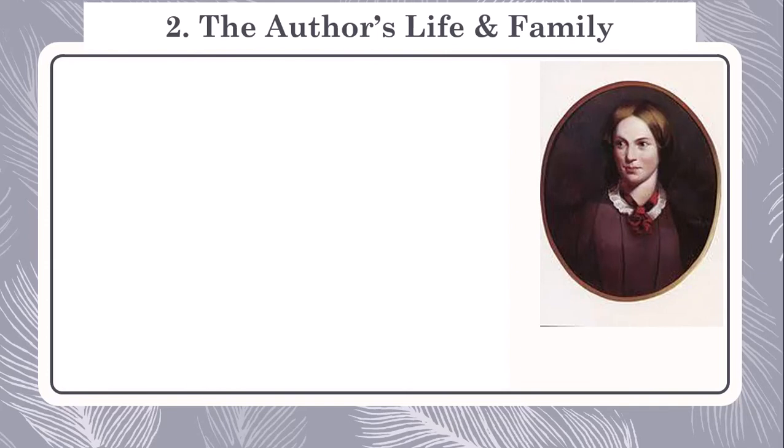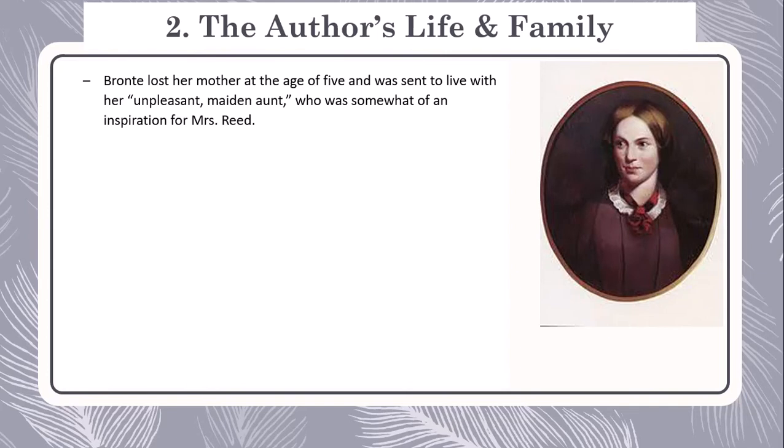The author's life and family. So Bronte lost her mother at the age of 5, and she was sent to live with who she called an unpleasant maiden aunt. So a maiden being an aunt who never married or had children. But at the same time, this person was somewhat of an inspiration for Mrs. Reed, who is Jane's aunt, who is very unpleasant to her.